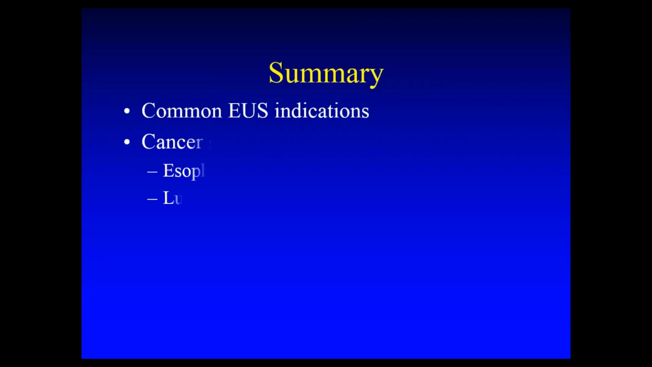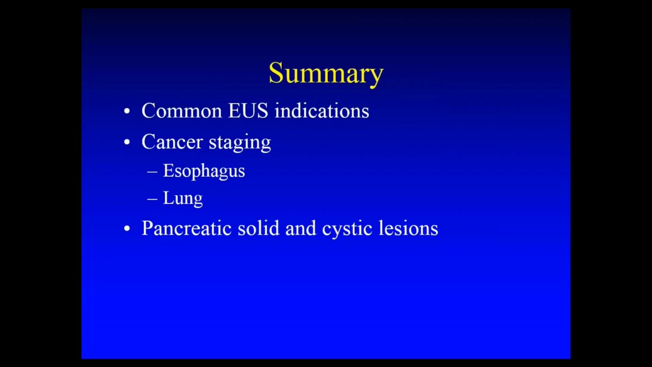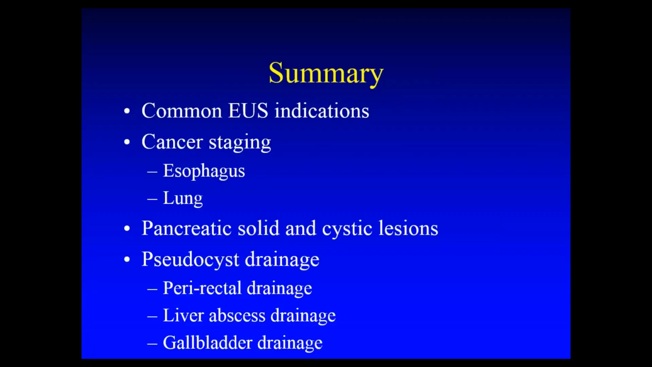So in summary, I just want to go over some of the things that we spoke about today. We spoke about some of the common EUS indications. We went over staging for esophageal cancer and lung cancer, to evaluate patients with pancreatic solid and cystic lesions. We spent a lot of time showing you videos of pseudocyst drainage and using the same technique to drain peri-rectal abscess, liver abscess, and the gallbladder.